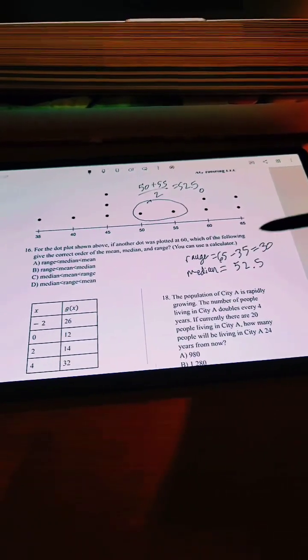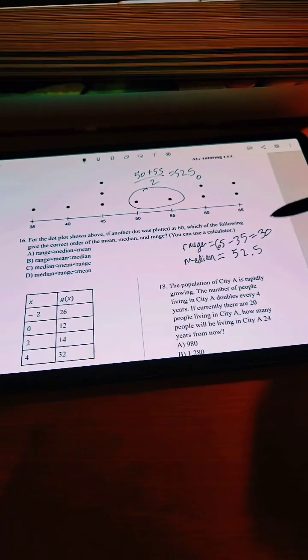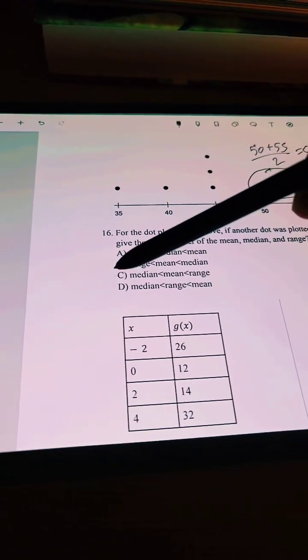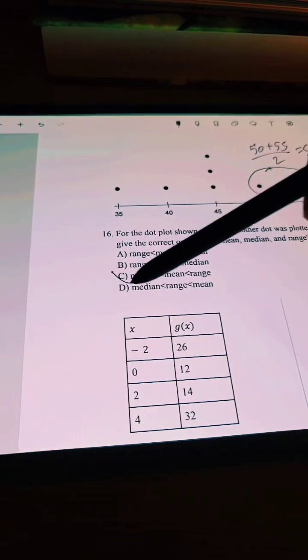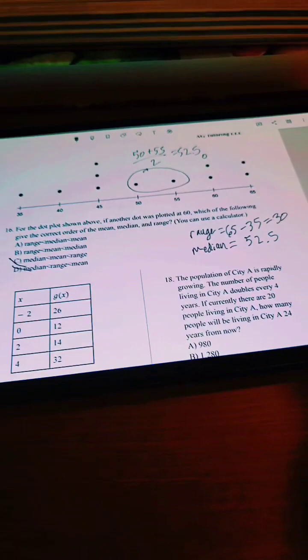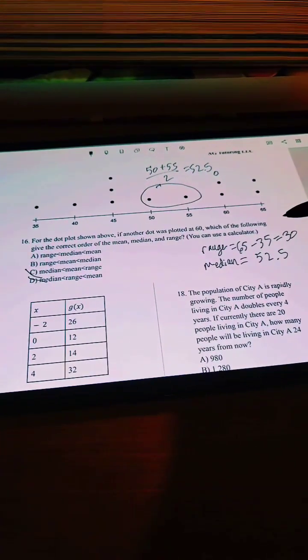So right away I think we can cancel out some of the answer choices. The median definitely has to be greater than the range. So median being greater than the range, that is not C and D. C and D does not say that the median is greater than the range. So now we just have to determine, is it A or B, based off of what the mean is.